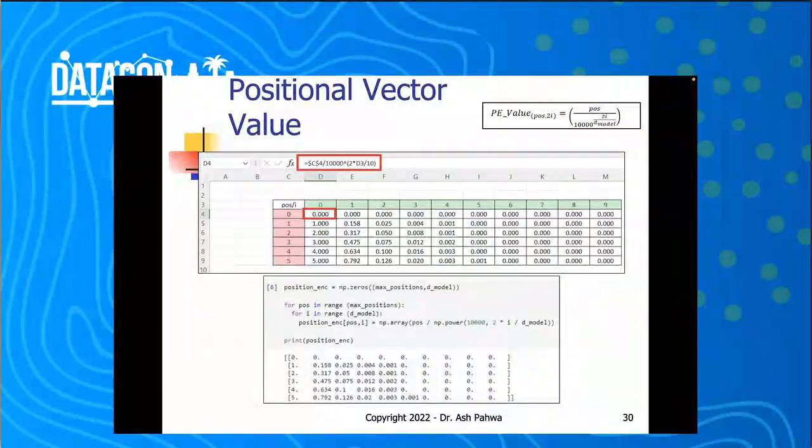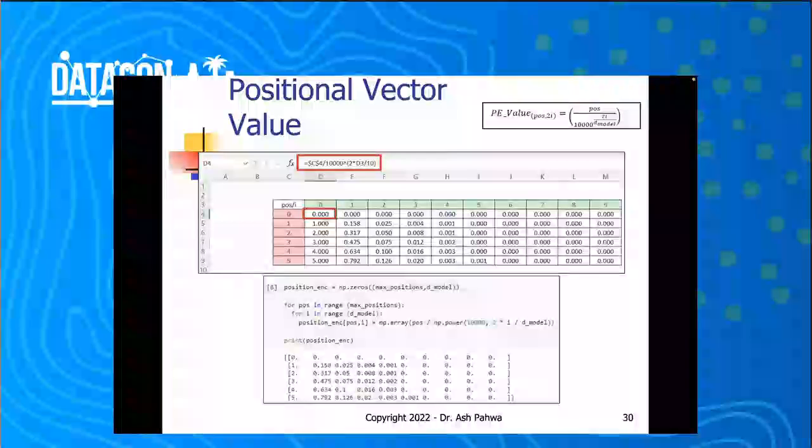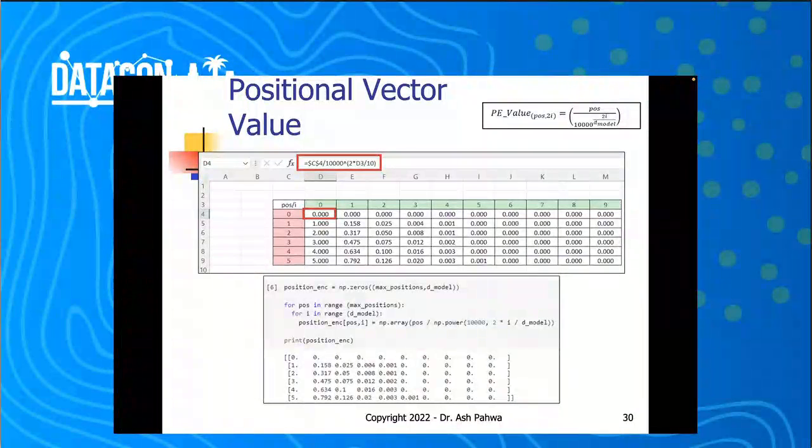These are the values which I have computed in Excel, and these are the values which I have computed in Python. As you can see, these values are matching. It's very, very simple, just like one line of code. So this was not a big deal, but it is unnecessarily more complex. Although Google came up with this idea, I think somebody should come up with some kind of a simpler approach to do this positional encoding.